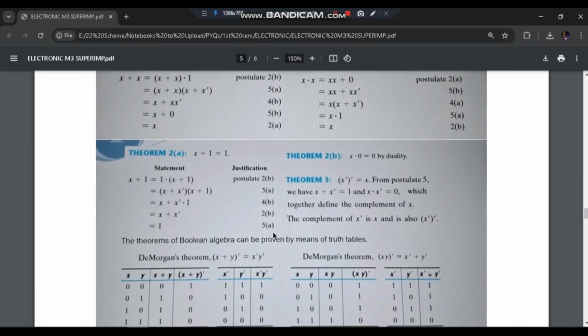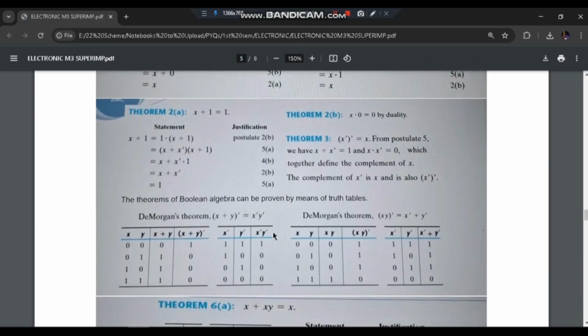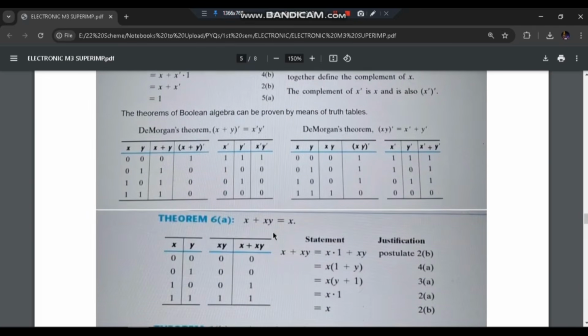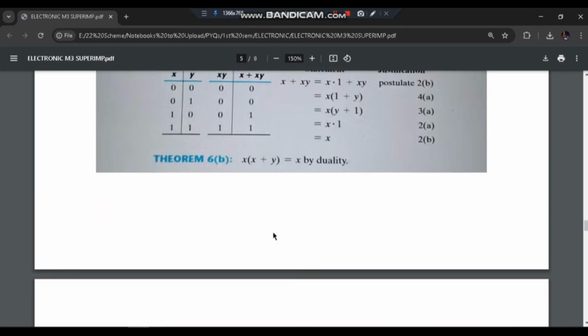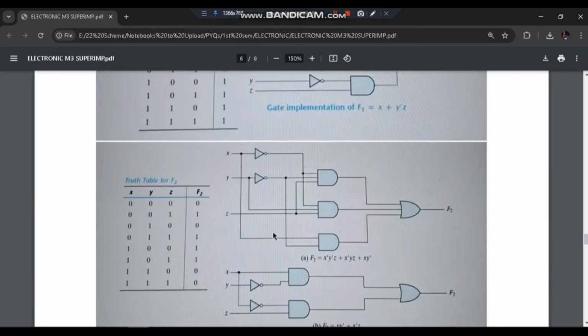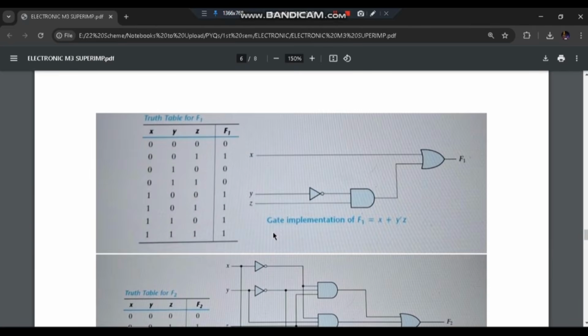I'll not be going through the proofs, the video will become lengthier, you can go through this. And you can prove the same using a truth table as well. The circuit diagram is also given here. For example, there is a truth table given here, how can we make a circuit diagram for it?